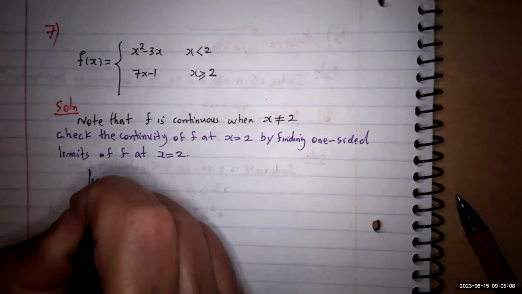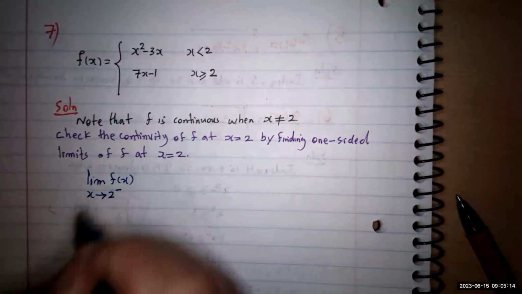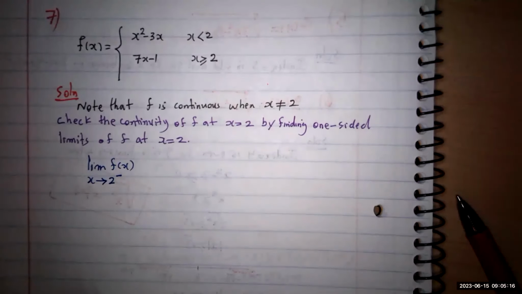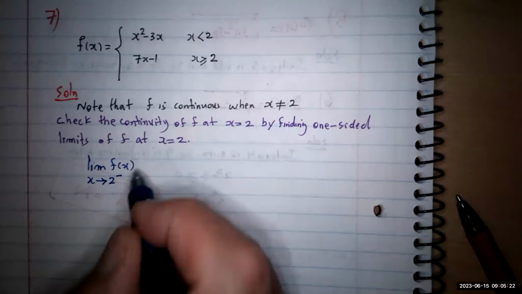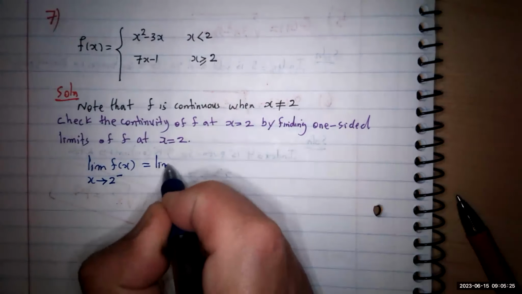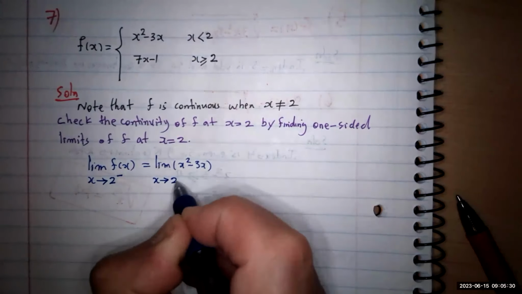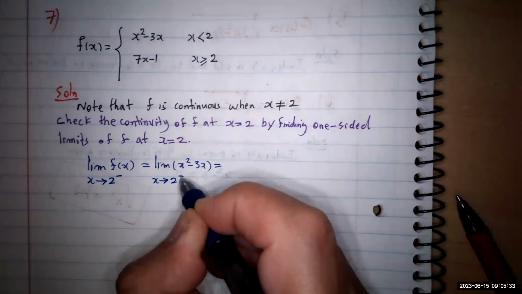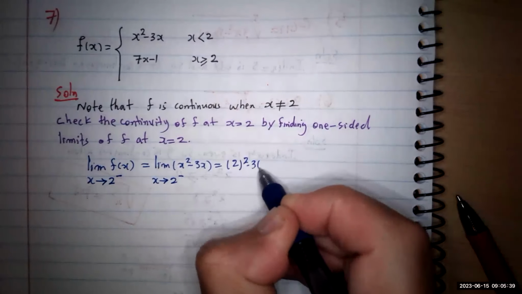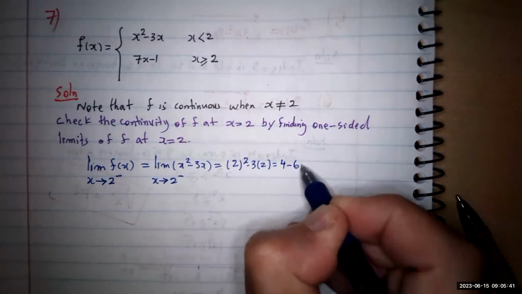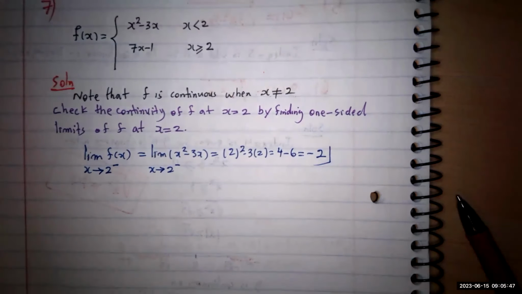I'm checking the left first: the limit of f of x as x goes to 2 negative. We already talked about it. X goes to 2 negative means x is less than 2. The function to be used is the first one. So it's equal to the limit of x squared minus 3x as x goes to 2 negative. Now you substitute 2, because the negative on top is just a direction. So it's 2 squared minus 3 times 2, which is 4 minus 6, equal to negative 2. So the left limit is negative 2. Any question?